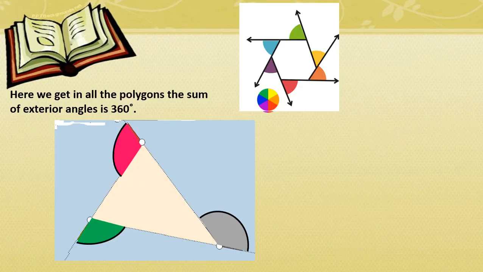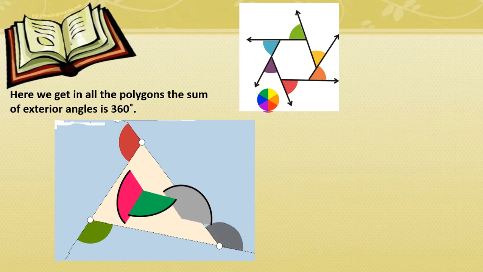Now what about the exterior angles of other polygons like a triangle, or the sum of exterior angles of a hexagon or pentagon? So here it is. When we join all the 3 exterior angles of a triangle, we get that they form a circle. That means in the triangle the sum of exterior angles is 360 degrees.